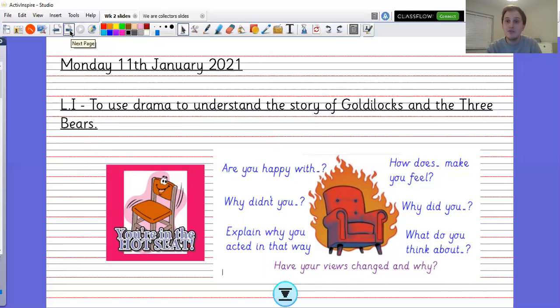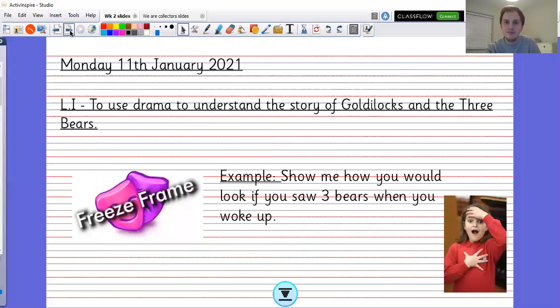Once you've tried out some of the hot seating, we're now going to move on to our next activity. Now, our next activity is called freeze framing. Freeze framing is where you have to freeze in a position and show me your emotion, how you're feeling. We have to show what was happening in the story. So there's an example on the board there, and it says, show me how you would look if you saw three bears when you woke up.